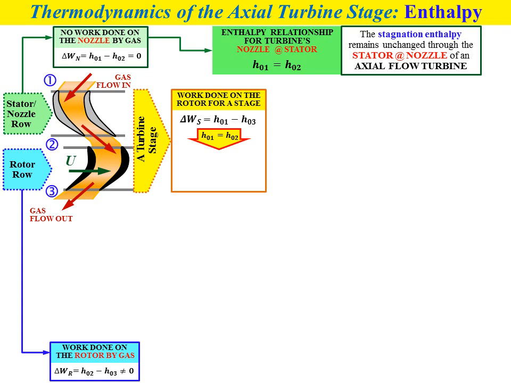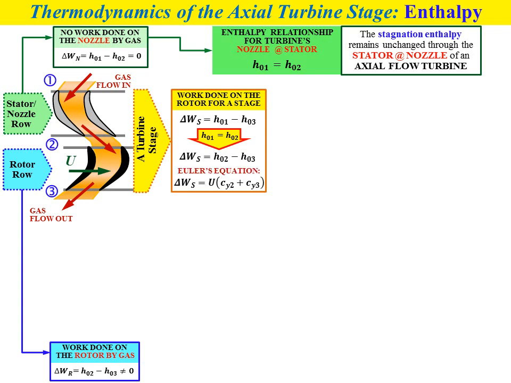Because in the nozzle there is no work done, and the enthalpy relationship that we obtained for the nozzle is H01 equal to H02, we substitute this equation into the equation for delta Ws above. So we get delta Ws, the work done on the rotor for a stage, equal to the stagnation enthalpy at condition number 2, H02, minus the stagnation enthalpy at condition number 3, H03.